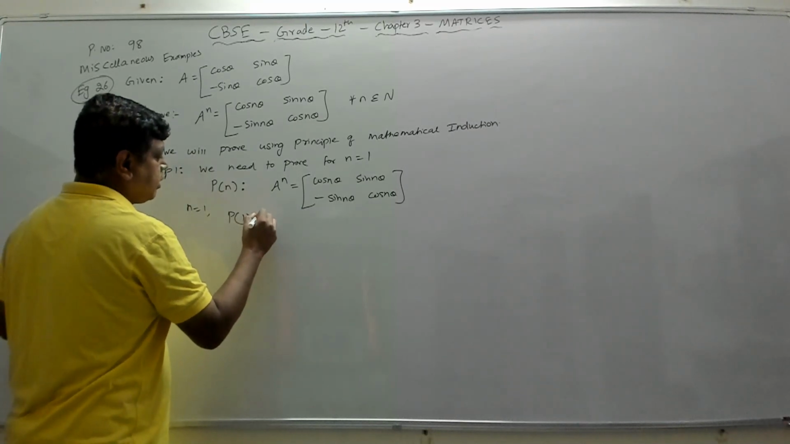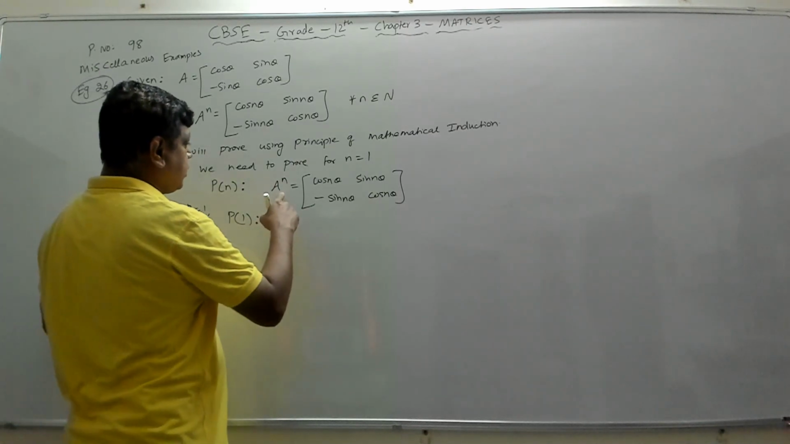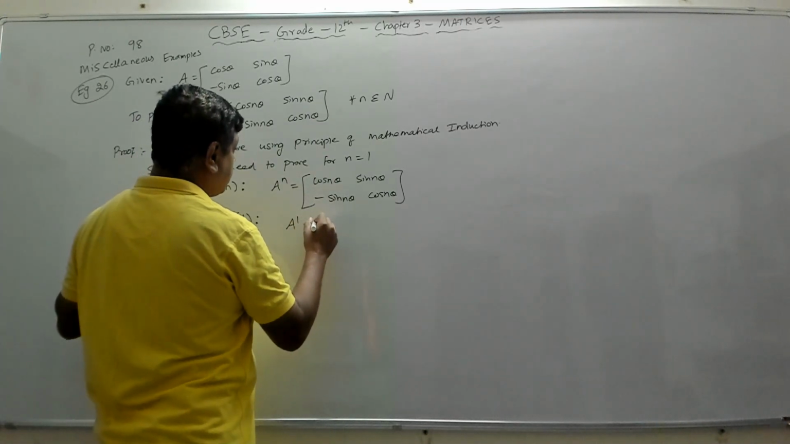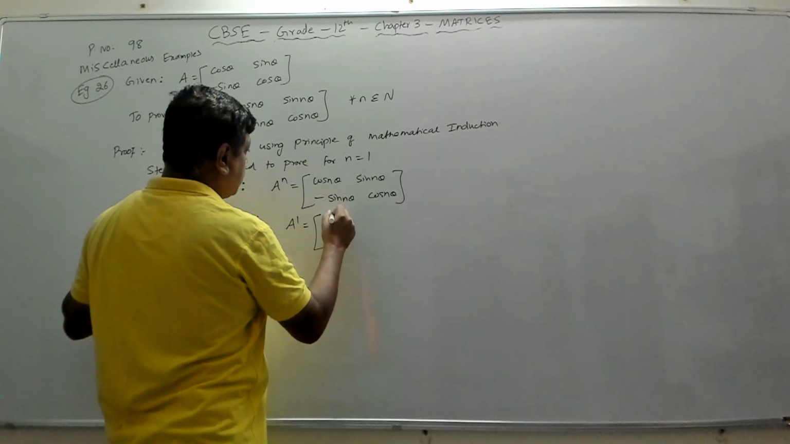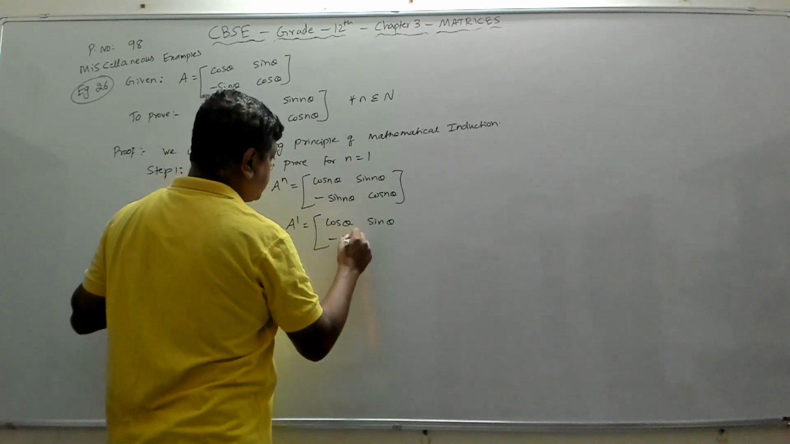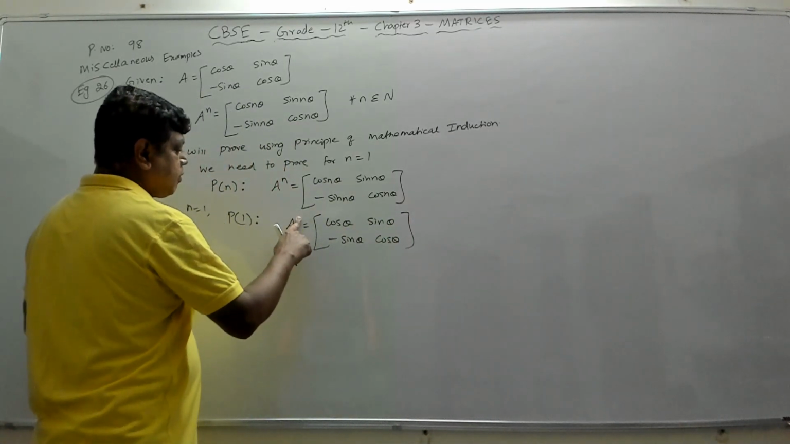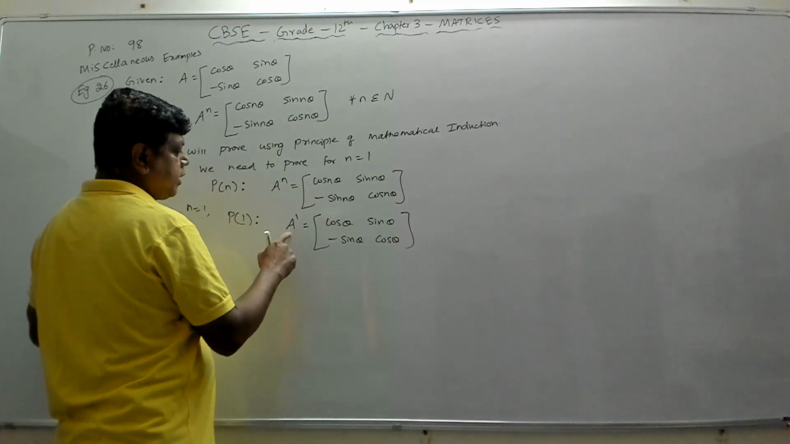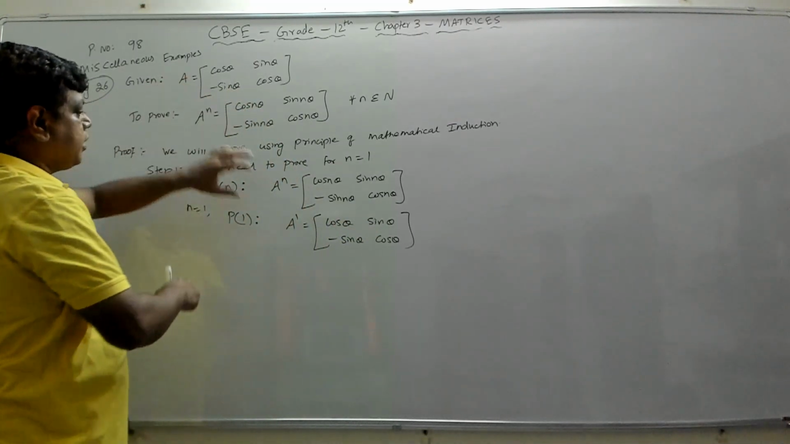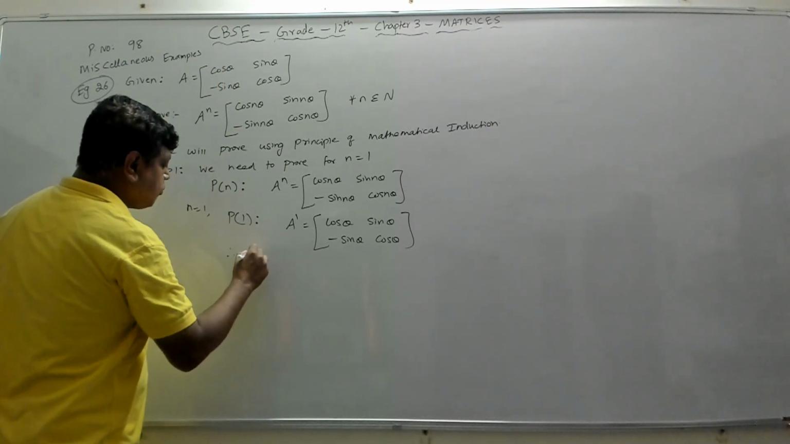What is P of 1? In the place of n, we'll put 1. So A power 1 equals [cos 1 into theta, which is cos theta, sin theta; minus sin theta, cos theta]. If I put n is equal to 1 here, I get A power 1, which is A, equal to this, which is true, that is given here. A equal to this is already given. Therefore, we can say P of 1 is true.